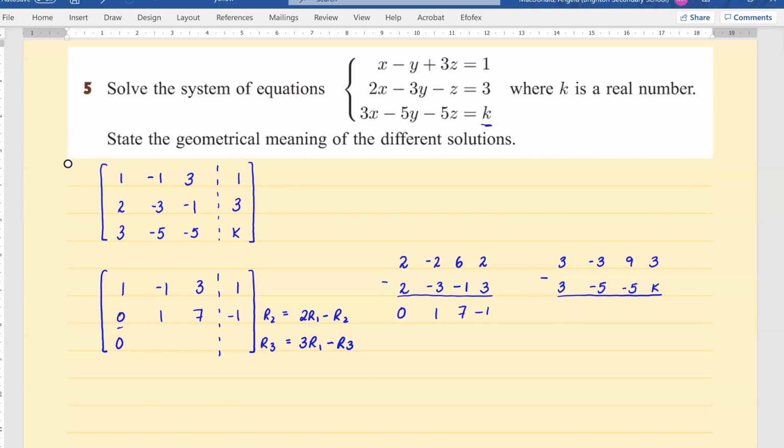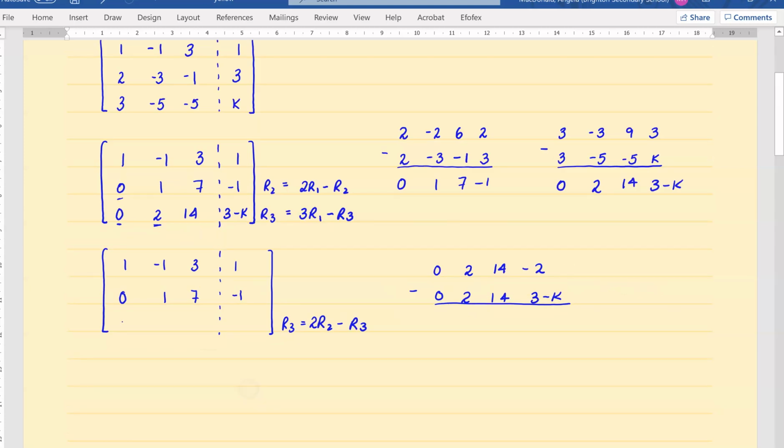So now to get a 0 in this position, we say 3 row 1, take row 3: 0, 2, 9 take, ooh, what's that, 14, and then 3 take k. So we've got 2, 14, 3 take k. And now we want to have a 0 in this position. All right, so we get our 0, and to get a 0 here, we're going to say 2 times that minus row 3.